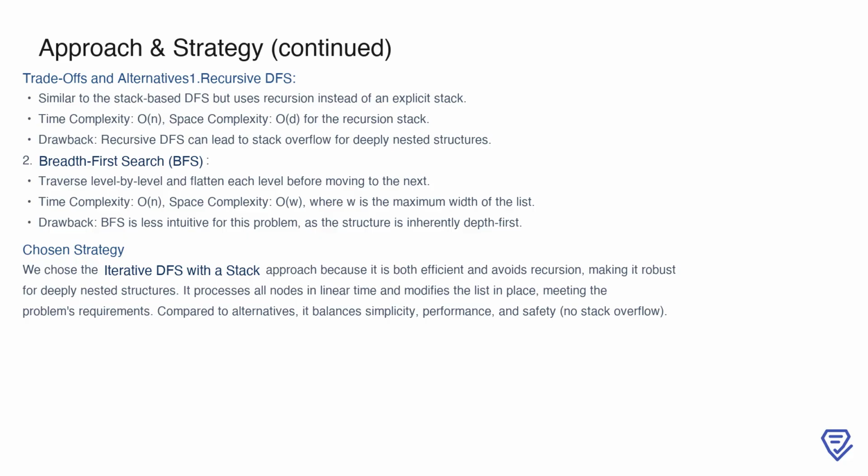Another alternative is breadth-first search, or BFS, which processes nodes level by level. While BFS also has a time complexity of O(n), its space complexity depends on the maximum width of the list, which can sometimes be less efficient for this problem.